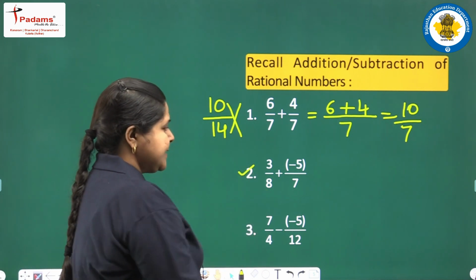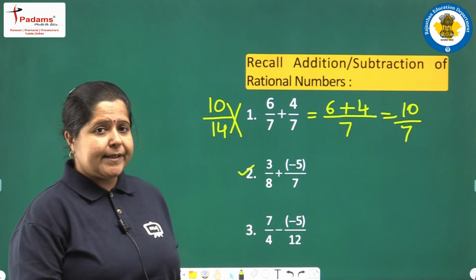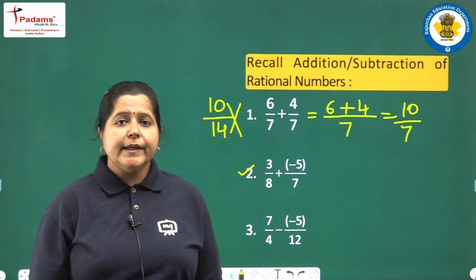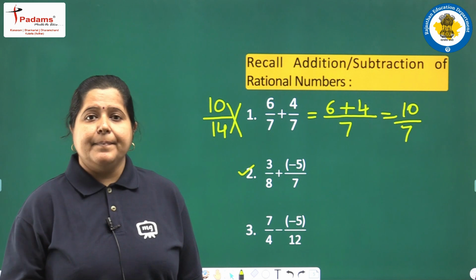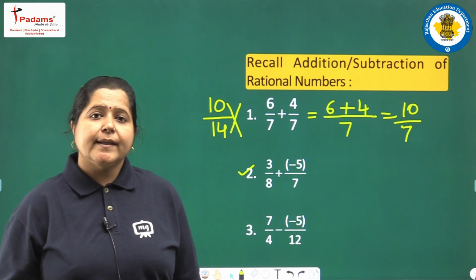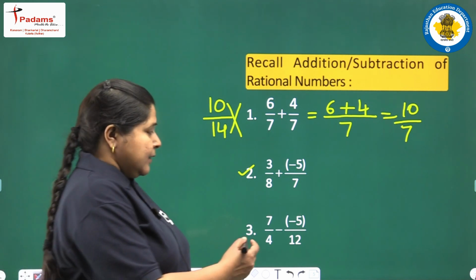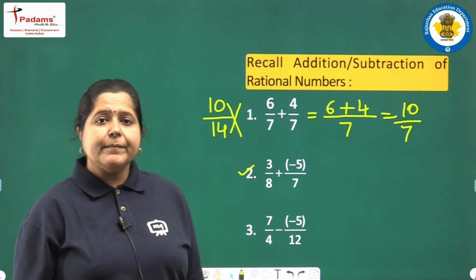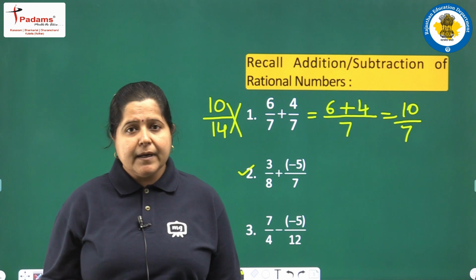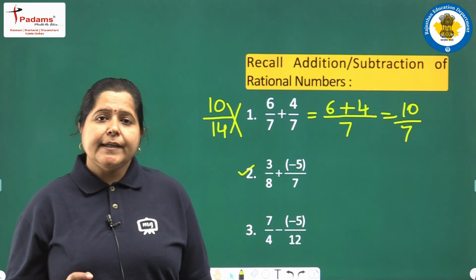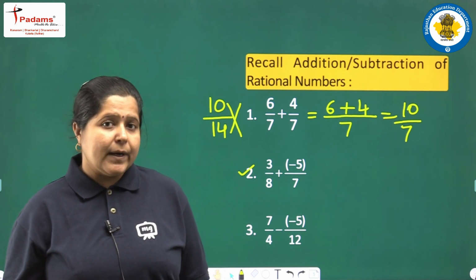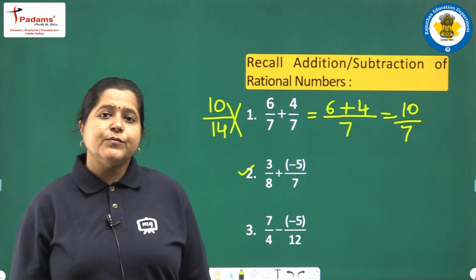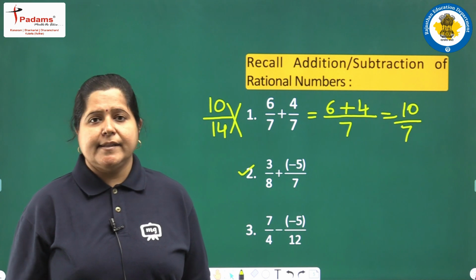Now the second one is, we are having the denominators 8 and 7. They are not same. So first of all, we need to make the denominators same. For that we need to find the LCM. Now 8 and 7 are co-prime numbers. What do you mean by co-prime numbers? Numbers which do not have any number in common except 1, or in simple language we can say numbers which do not come together in any table.